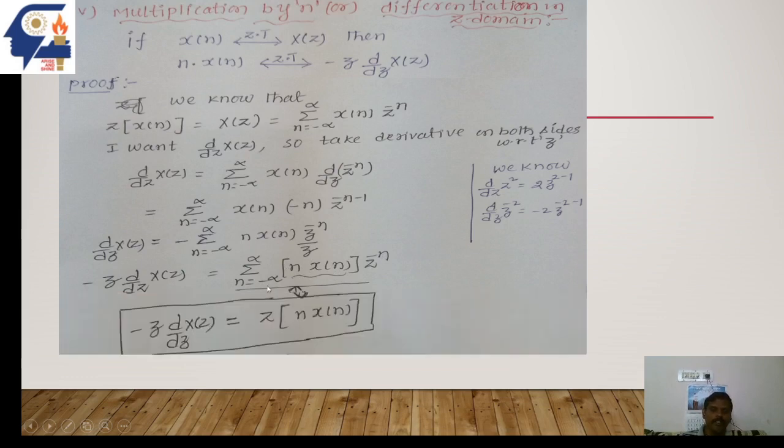This entire expression is nothing but summation n equal to minus infinity to plus infinity of a given signal times z power minus n, which is its z transform. So the z transform of the given signal n into x of n is equal to summation n equal to minus infinity to plus infinity n into x of n z power minus n. So this entire one is the z transform of n into x of n. The left side is minus z d by dz X. That is the proof. Multiplication by n: the z transform of n into x of n is minus z d by dz X of z.